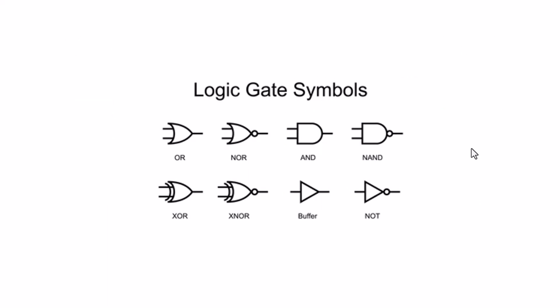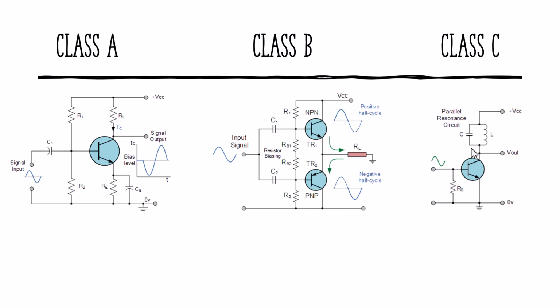The next question is, which of the following describes the function of a two-input AND gate? AND gates are one of the logic gates, and the way it works is both inputs have to be on or high for the output to be high. So the answer is output is high only when both inputs are high. The next question asks, in a Class A amplifier, what percentage of the time does the amplifying device conduct? It conducts 100% of the time.